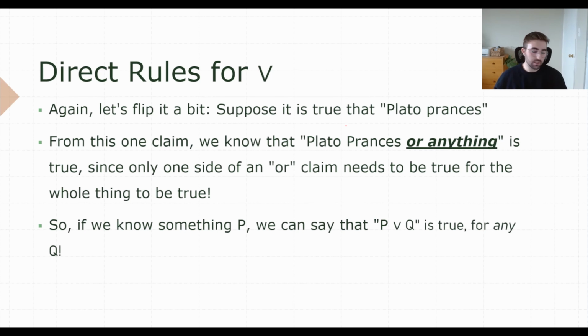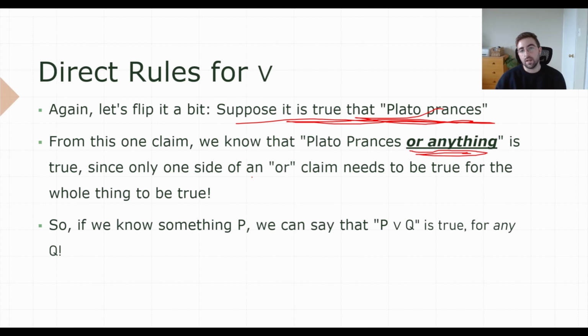But we can do this the other way as well. Suppose we know for sure that Plato prances, right? Well, from this one claim, we know that Plato prances or anything is a true claim, because there only needs to be one side of the or statement that is true for a whole or claim to be true, right? So if I know Plato prances, it's true that Plato prances or Remy cooks ratatouille. It's true that Plato prances or Remy doesn't cook ratatouille. It's true that Plato prances or the Lakers will win the NBA Finals.